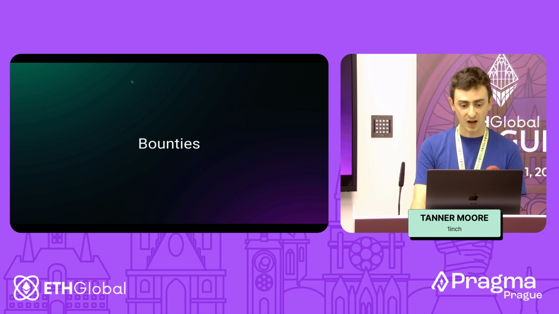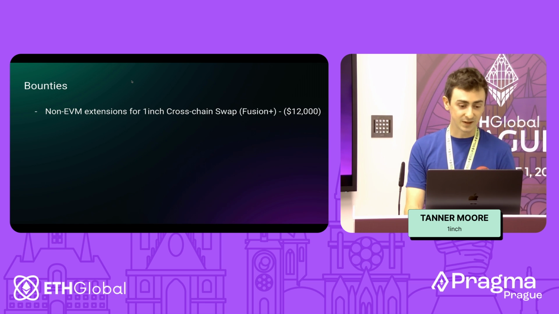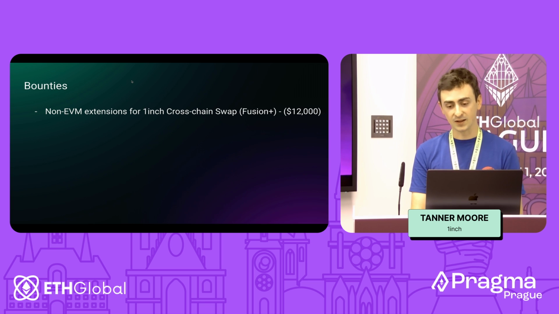So let's briefly talk about the bounties as well. The first one is non-EVM extensions for a cross-chain swap, which is Fusion Plus. Basically, you do not need to build a UI. You don't need to integrate with our official resolvers or anything like that in their system. You just need to create the hashed time lock contract section of whatever non-EVM chain you're integrating with, and then have it work with our EVM contracts using just a command line script or anything. As long as it settles on chain and works, that'll qualify you for this bounty.